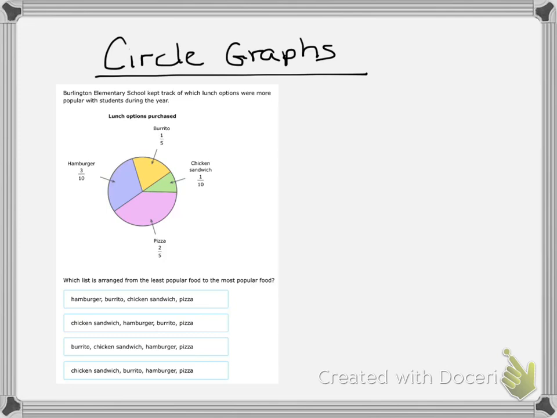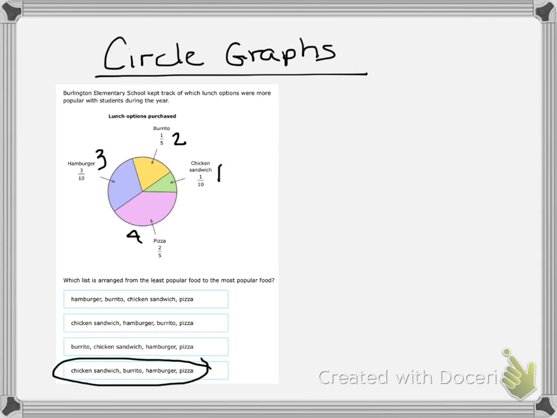We can arrange it mathematically with our fractions, or you can look at the size of each of the pieces. So the smallest slice is the green slice. That's our chicken sandwich, that's the least. The next smallest would be the burrito. Then the next smallest would be the hamburger. And the last would be pizza. So which option is that? Chicken sandwich first, then the burrito. That would be the last one over here.